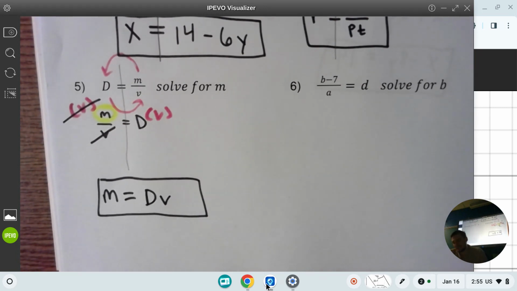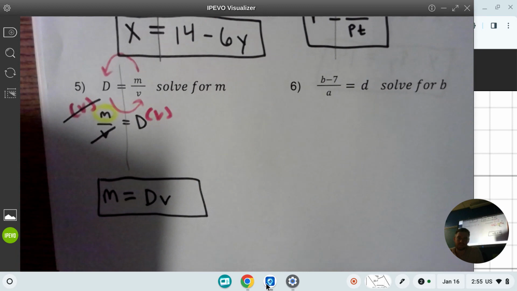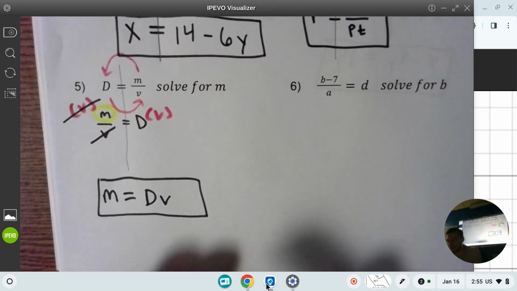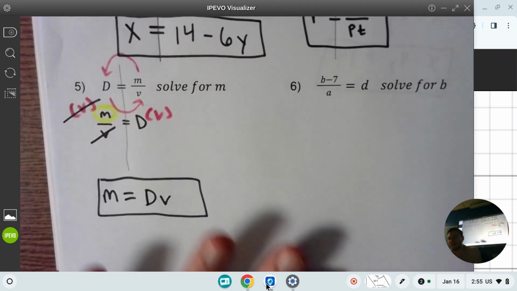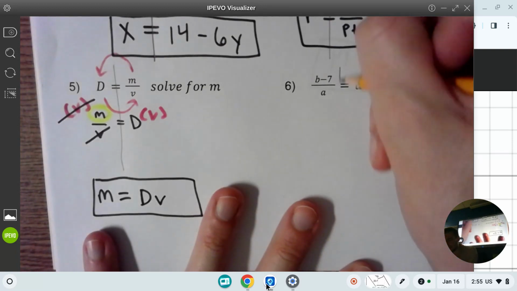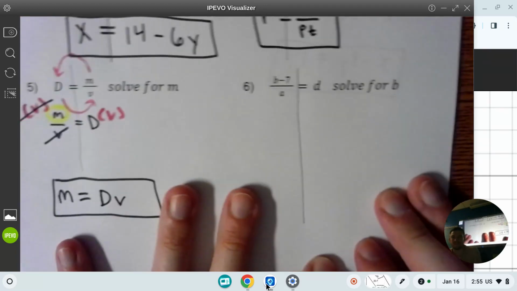Don't scare yourself into this. Leave the letter alone. Think about your opposites and move stuff using opposites the same way that we've been doing literally for months. I know the answer looks weird because it's all letters, but you can handle it just because it's letters. Okay?